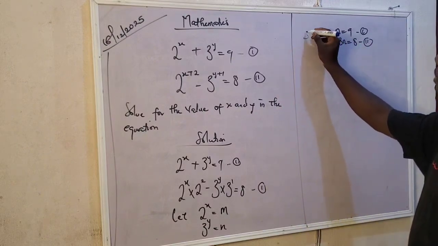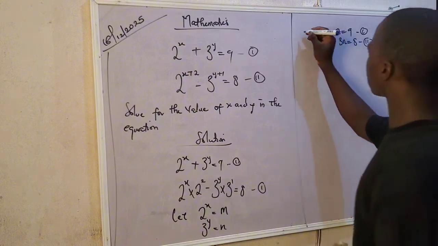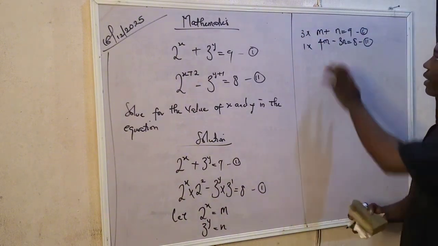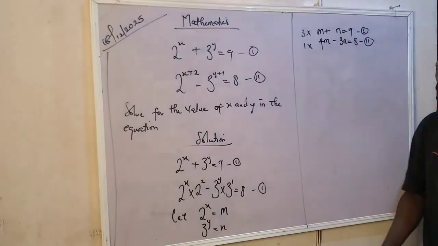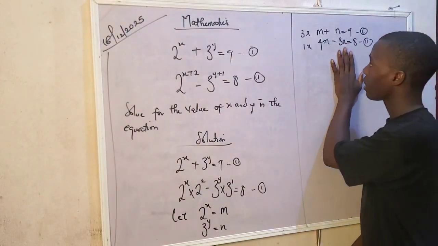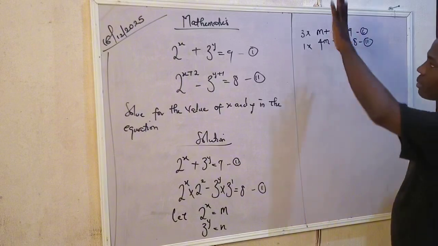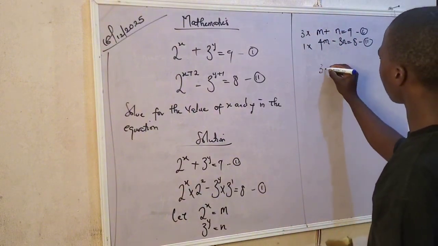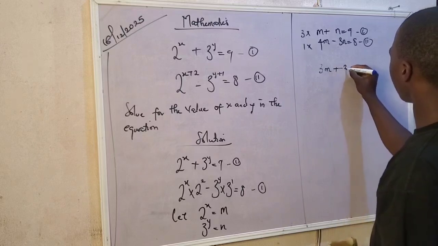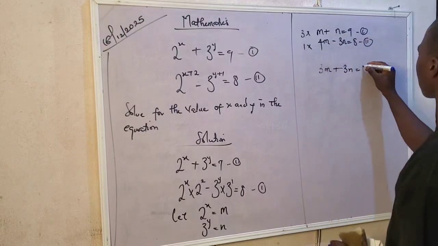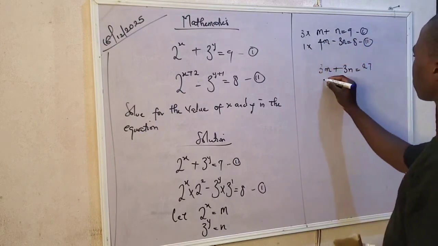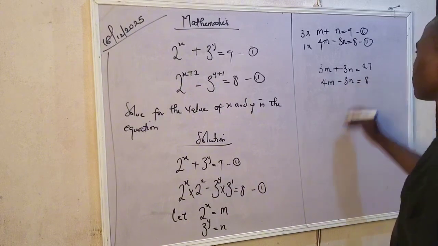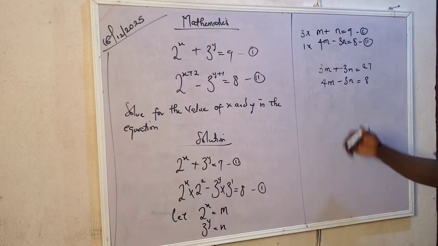So we multiply equation 1 by 3 and equation 2 by 1. What's happening here is that I use the coefficient of n in equation 1 to multiply equation 2, and I use the coefficient of n in equation 2 to multiply equation 1. So when you simplify, this becomes 3m plus 3n equals 3 times 9 equals 27. This becomes 4m minus 3n equals 8.